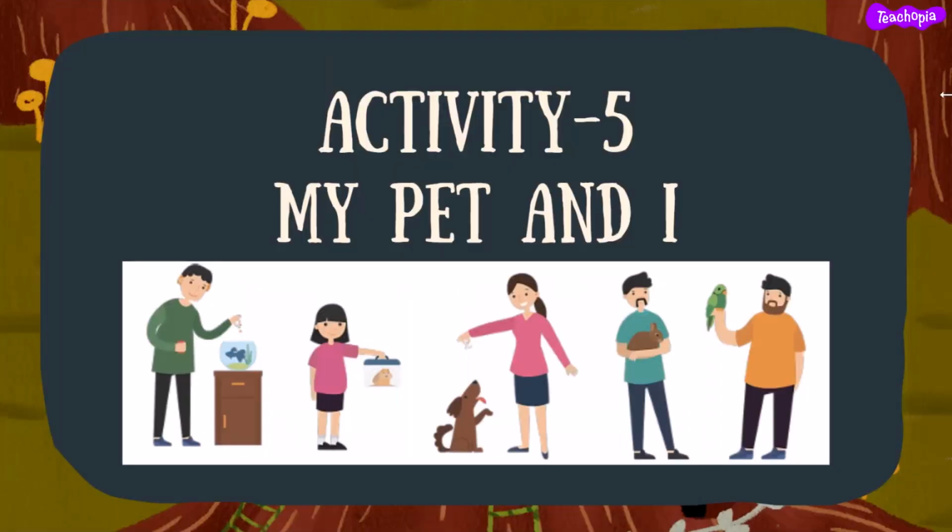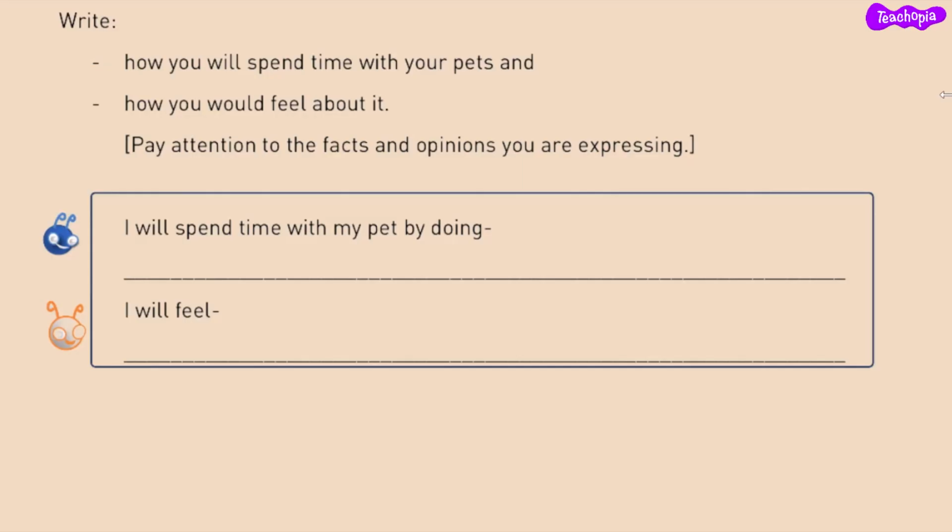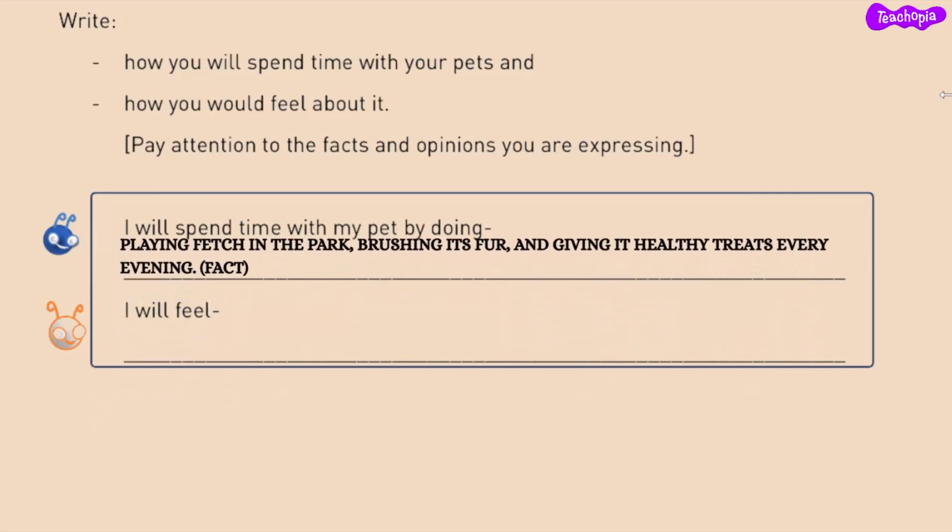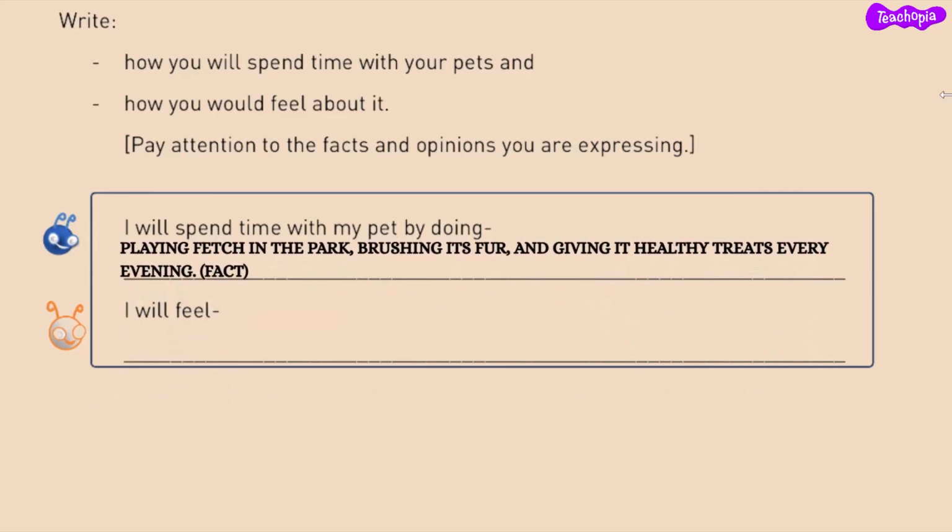Activity 5 is all about my pet and I. First, they will write or answer these questions. How will they spend time with their pets, or how would they feel about their pets? So, if the child is asked, I will spend time with my pet by doing, what do they do? Suggestions can be playing fetch in the park, or brushing its fur, or giving it healthy treats every evening.